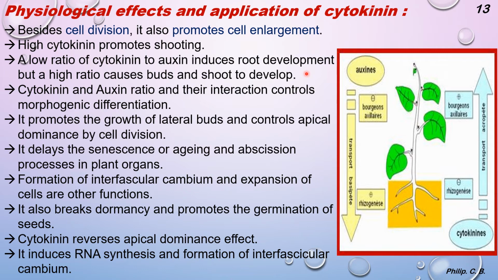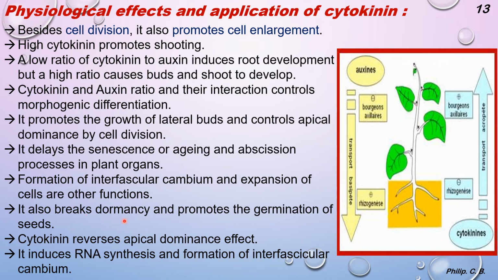So accordingly, if the ratio is adjusted, we can increase the root length or the shoot length. Cytokinin and auxin ratio and their interaction controls morphogenic differentiation, that is the external appearance of the plant, the shoot length, that is the length of the stem or the root. It promotes the growth of lateral buds and controls apical dominance by cell division. It delays senescence, that is aging, and abscission in plant organs. Formation of interfascicular cambium and expansion of cells are other functions.